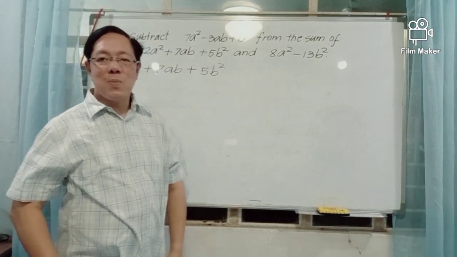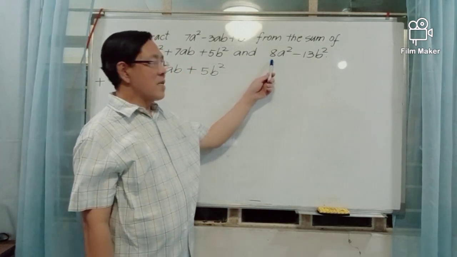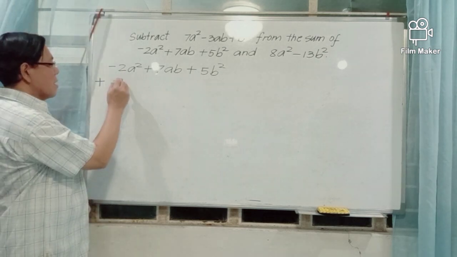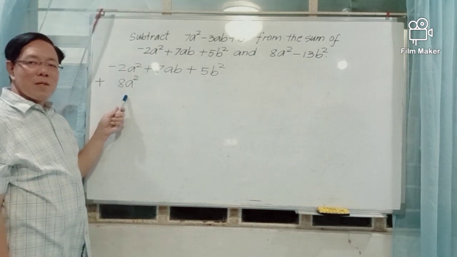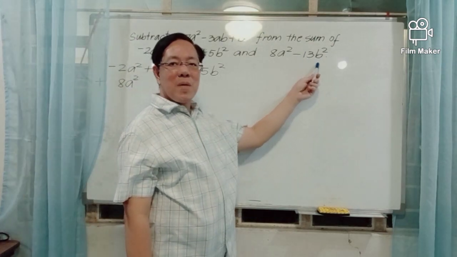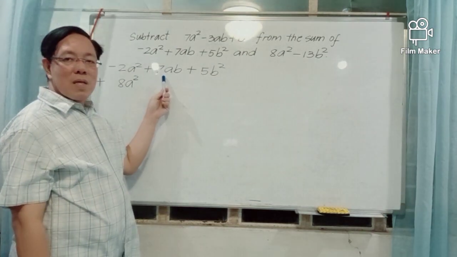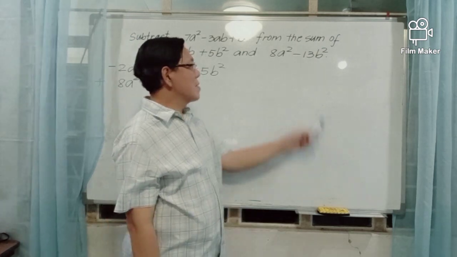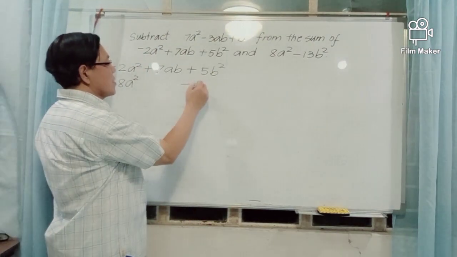Again, when you are adding algebraic expressions, you write the like terms in the same column. We start with 8a squared. We write it under negative 2a squared. Because these two terms are like terms, their common literal coefficient is a squared. The next term is negative 13b squared, and we write it under the last column. We skip the column with literal coefficient ab because this algebraic expression has no term containing ab. We write negative 13b squared in the last column.